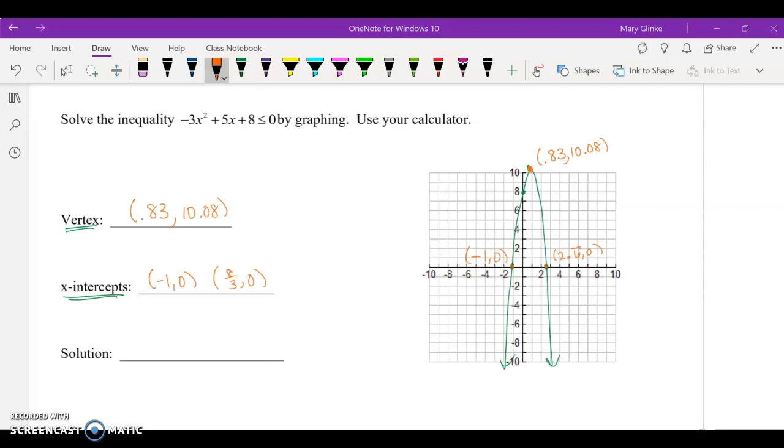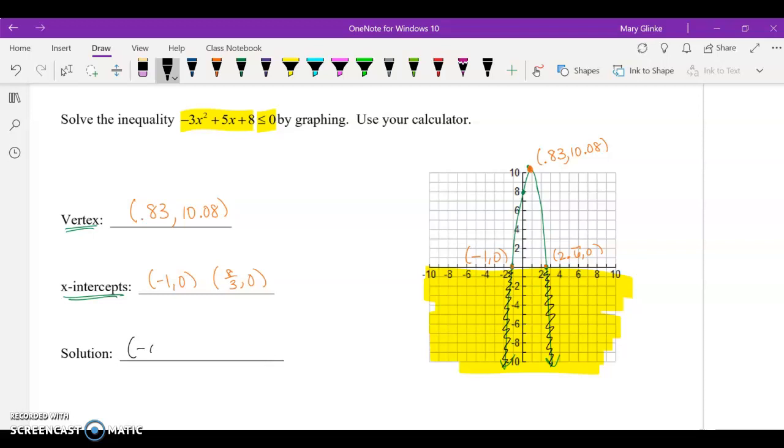Okay, so here we have our graph. We've graphed it and identified our vertex and our x-intercepts. We're going to go ahead and solve the inequality now together. We want to know where this is less than or equal to 0. So we are looking for our y values that are below the x-axis. And so we're looking for where on our graph supports that, or where do we see our parabola down there. So it's these two chunks here.